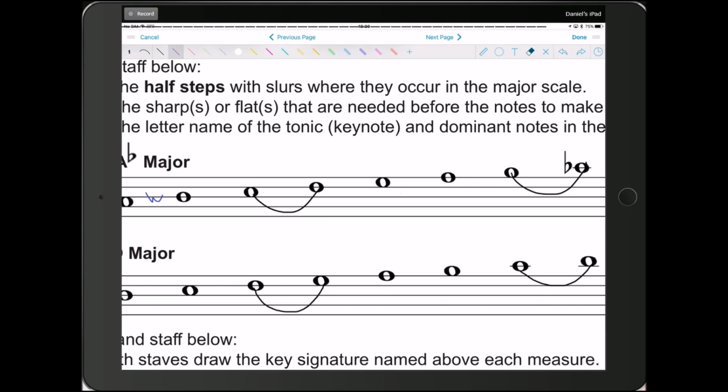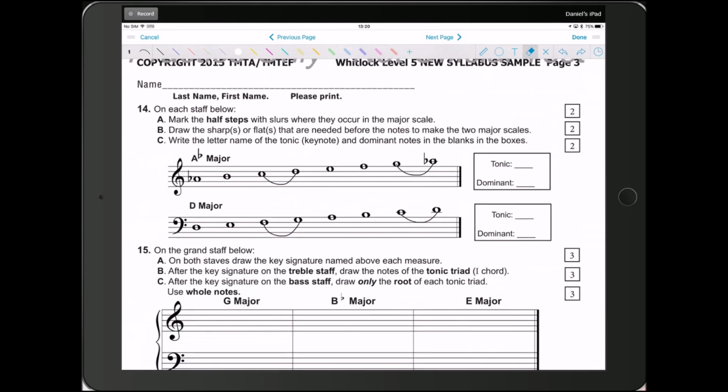Huh, it's not erasing. There we go. Okay, so now, part B. Draw the sharps or flats that are needed before the notes to make the two major scales.